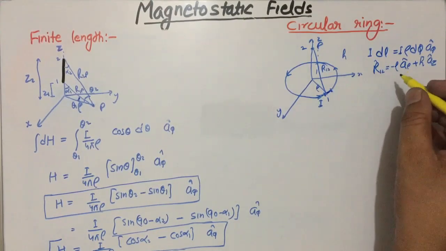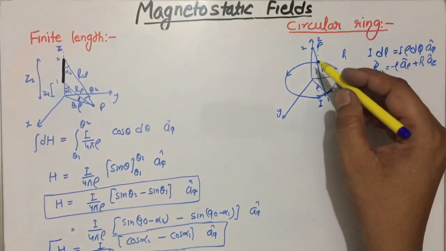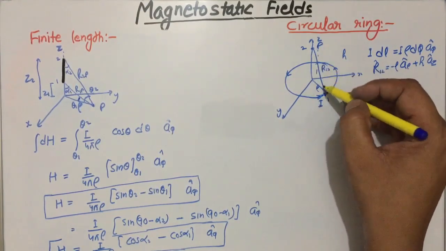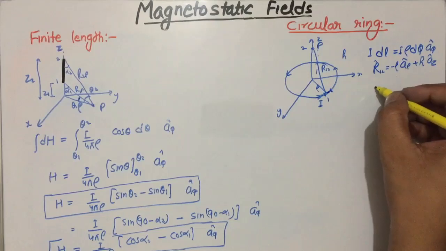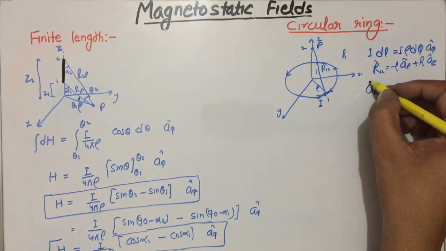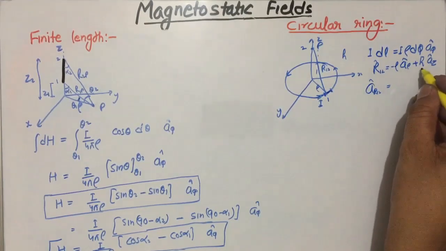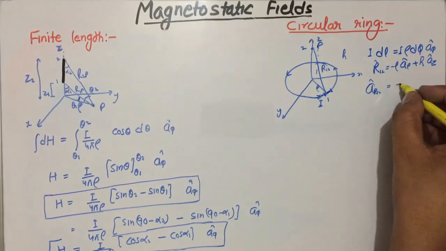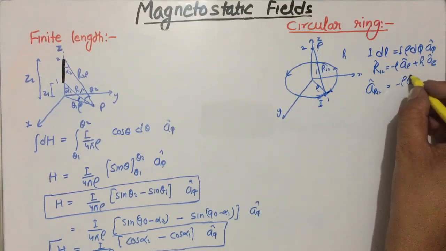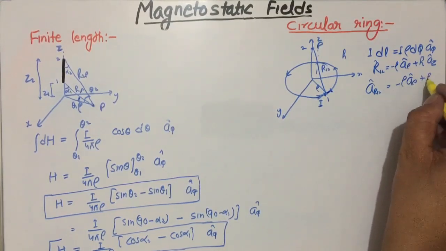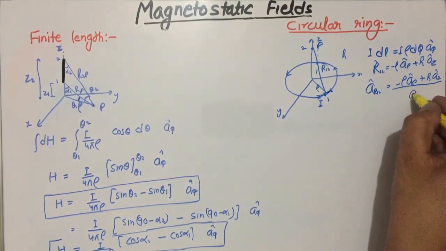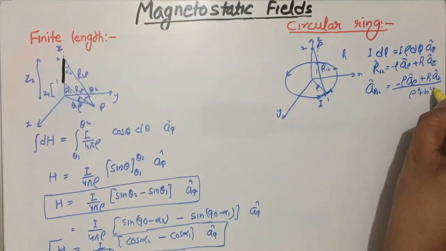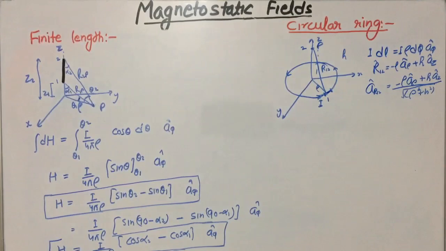And after that, if we wish to find the unit vector in the direction of this, then it will be this divided by the magnitude of this. So it will be minus rho a rho plus h az divided by the square root of rho square plus h square. Okay, so this is the unit vector.